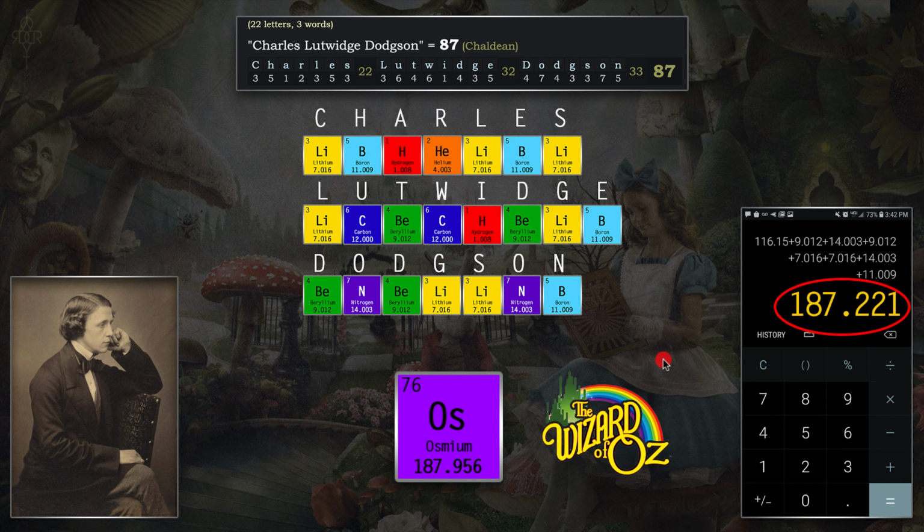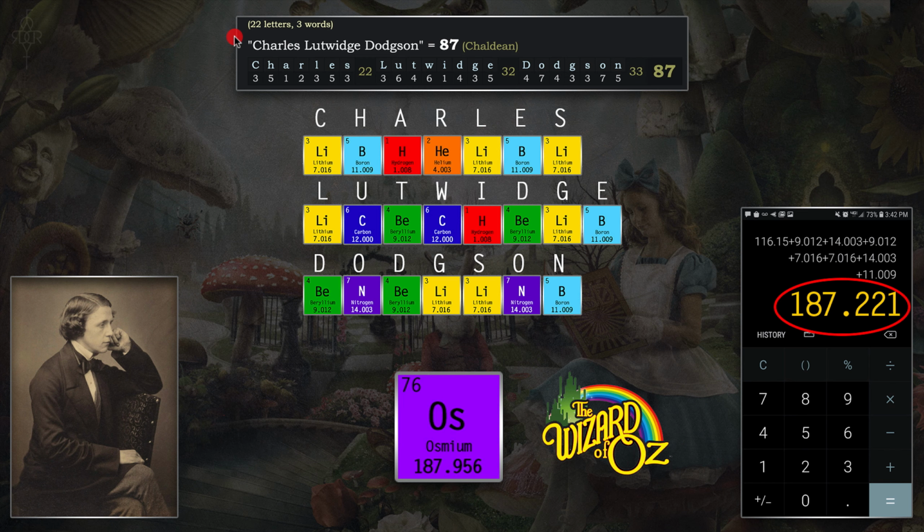Here's the actual birth name of the man who wrote Alice in Wonderland, Charles Lutwidge Dodgson. And when you do the alchemology of these, notice it's 22 letters. The word dragon equals 22. The word Michael equals 22, who fought the dragon. Is Alice Michael?